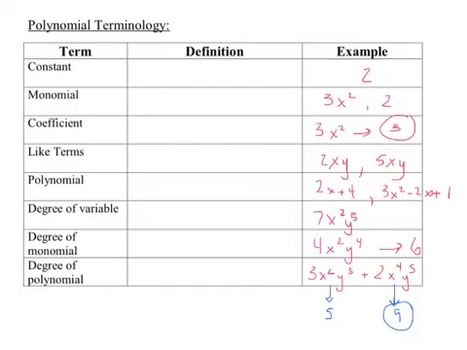It's just terminology. A lot of it's definitely review, like terms, coefficient, constant, polynomial, you should know all that. The degree part may be new, all right? But the degree of each variable is its individual degree. The degree of the monomial is the sum of the degrees. The degree of the polynomial is the largest monomial degree. So 9 happens to be bigger than 5. All right? Let's go on to the first example.